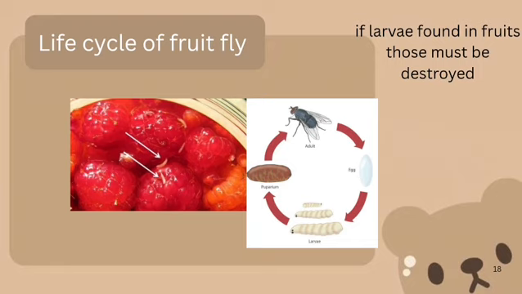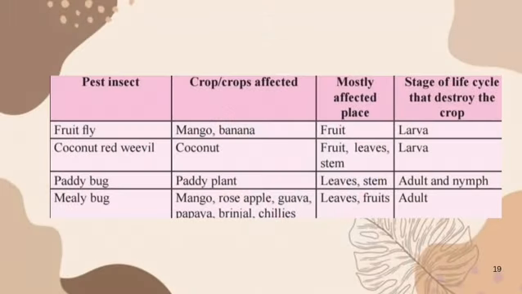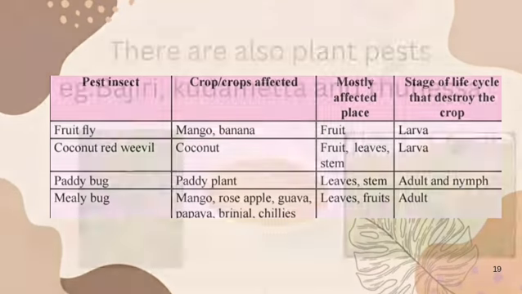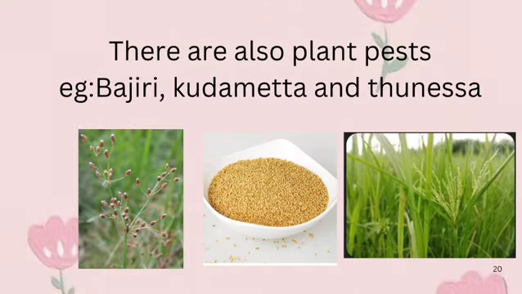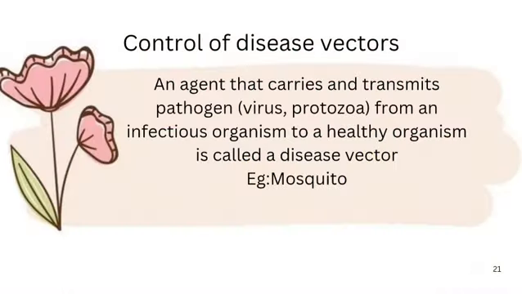Life cycle of fruit fly. If larvae are found in fruits, those must be destroyed. There are also plant pests e.g., Bajiri, Kudameta and Thunessa. Control of disease vector. Agent that carries and transmits pathogens, virus, protozoa, from an infectious organism to a healthy organism, is called a disease vector, e.g., mosquito.